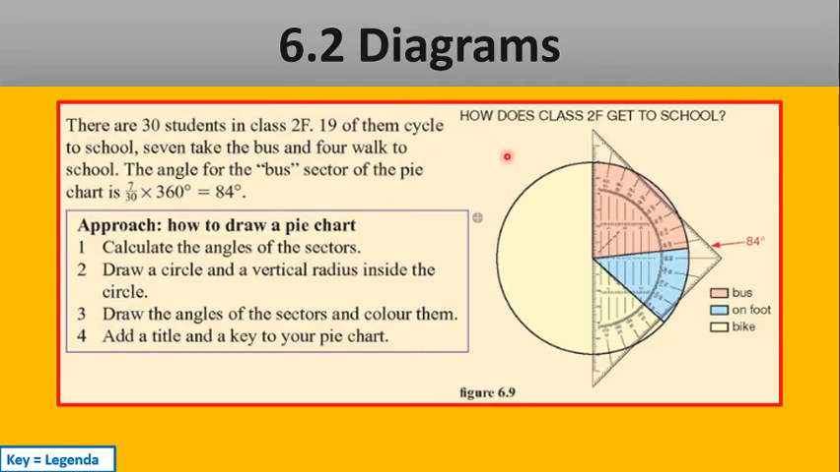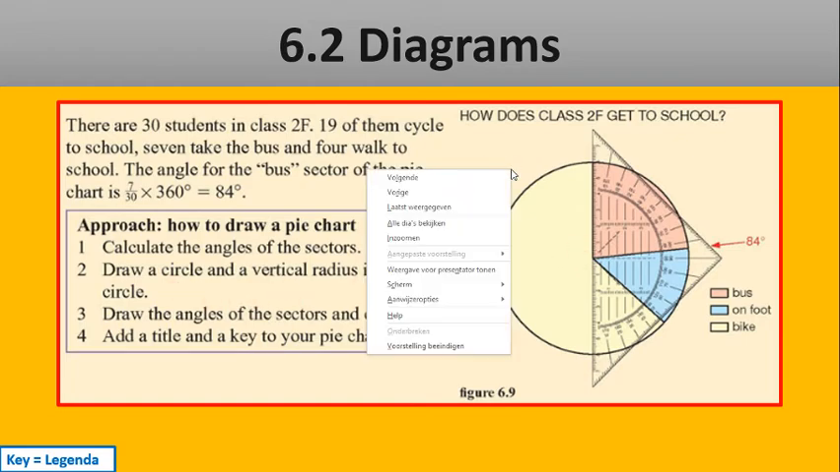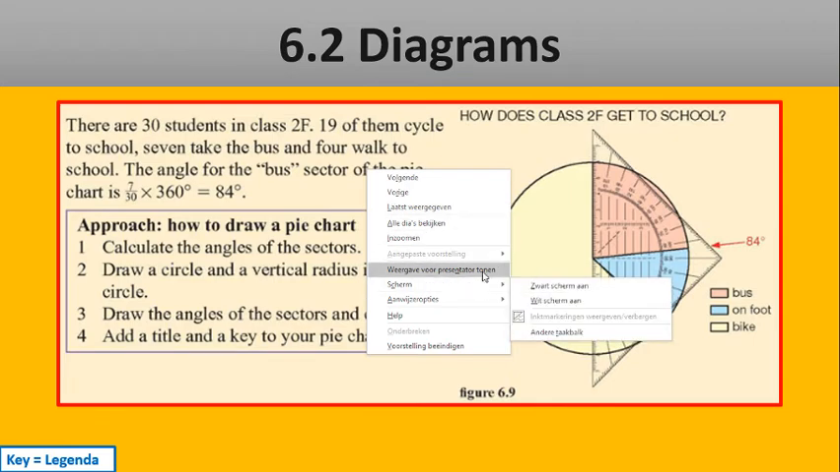And if you want to draw one right here, start by calculating the angles of the sectors. You should be able to do that. Draw a circle and a vertical radius inside of the circle. If you don't know what they mean with that, I'll try to show you guys.